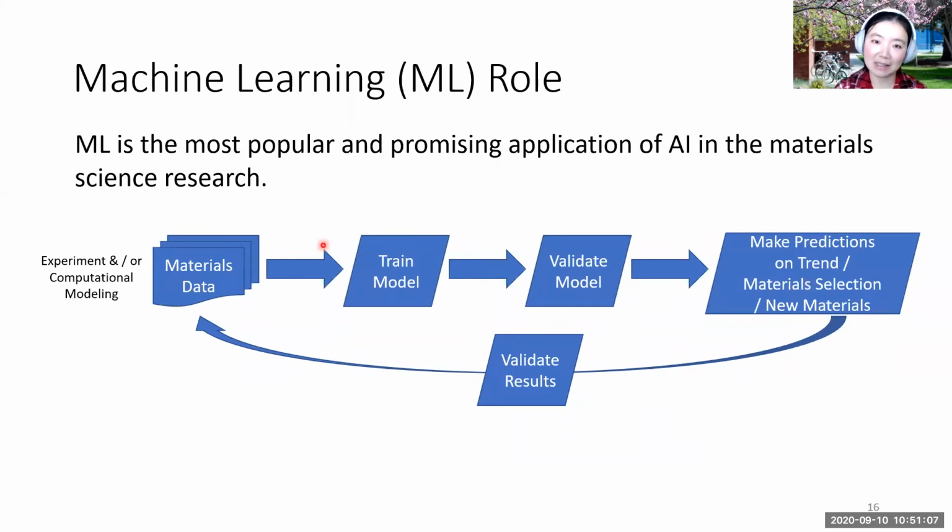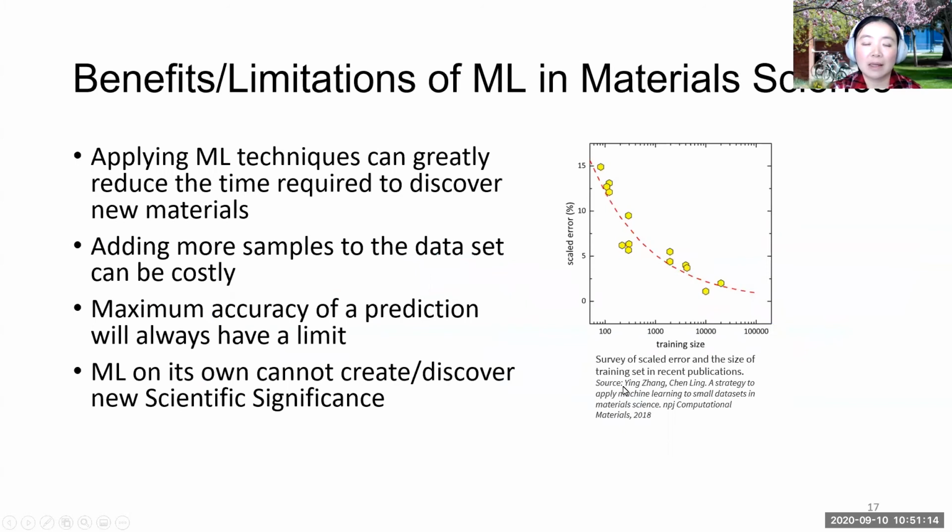And so I see this actually is a closed loop in the research. This closed loop, of course, has benefits and also limitations in material science. Firstly, if we apply this machine learning technique, it can greatly reduce the time. That's what we hoped. We can quickly discover new material and also shorten the material development cycle by at least 10 times, I hope.